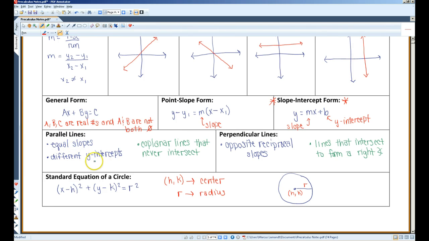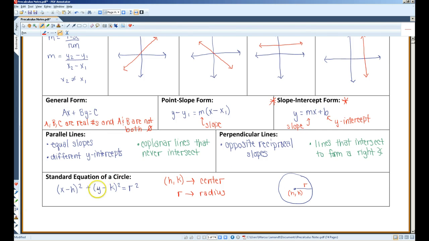Okay? Alright, for parallel lines and perpendicular lines, in algebra, you learned that parallel lines had equal slopes and different y-intercepts. In geometry, you learned that parallel lines are coplanar lines, that means lines in the same plane, that never intersect. For perpendicular lines, in algebra, you learned that perpendicular lines had opposite reciprocal slopes. And then in geometry, you learned that perpendicular lines are lines that intersect to form a right angle.